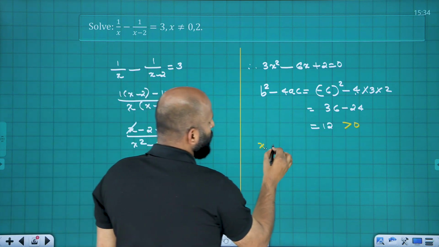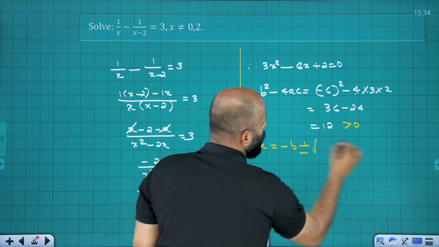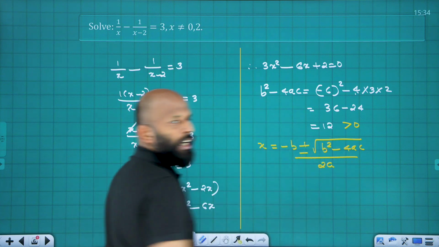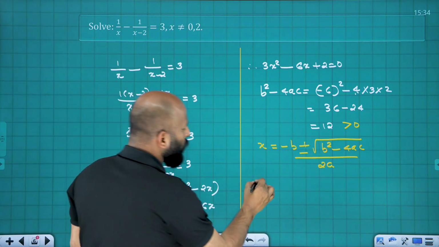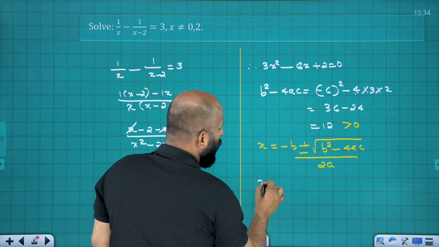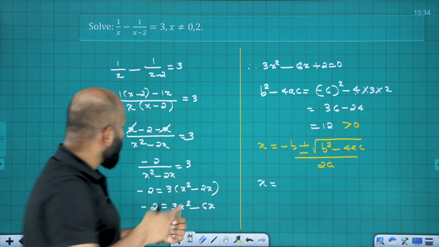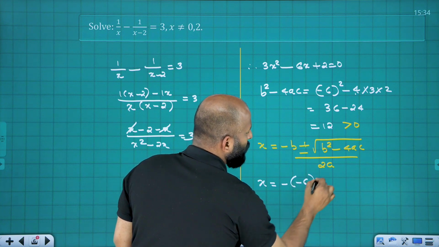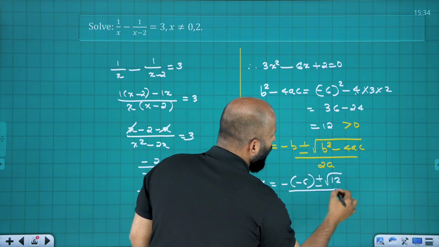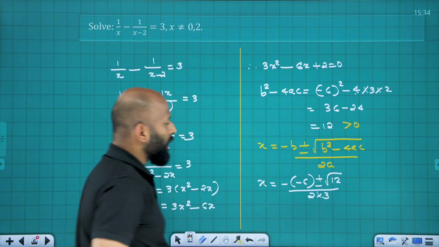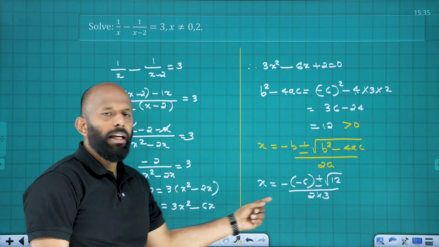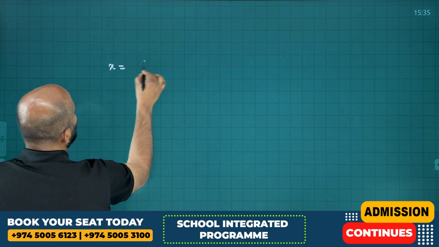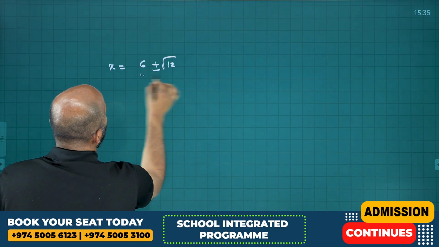Now what is the formula? x is equal to minus b plus or minus root of b square minus 4ac, divided by 2a. Now we can substitute the values. x is equal to minus b. What is the value of b? b is minus 6. So minus of minus 6 plus or minus root 12, divided by 2 into a, which is 3. So here minus of minus 6 becomes positive. So we get x is equal to 6 plus or minus root 12 divided by 6.